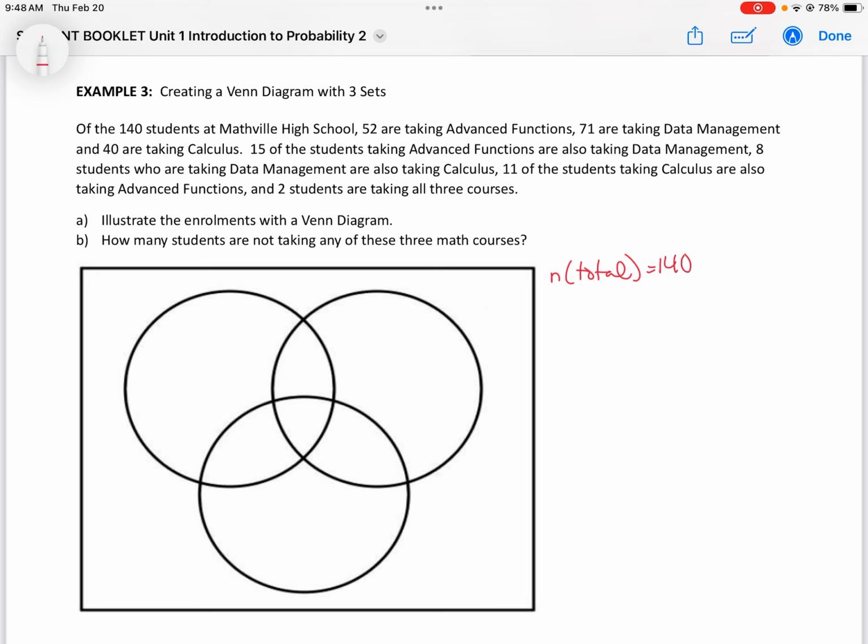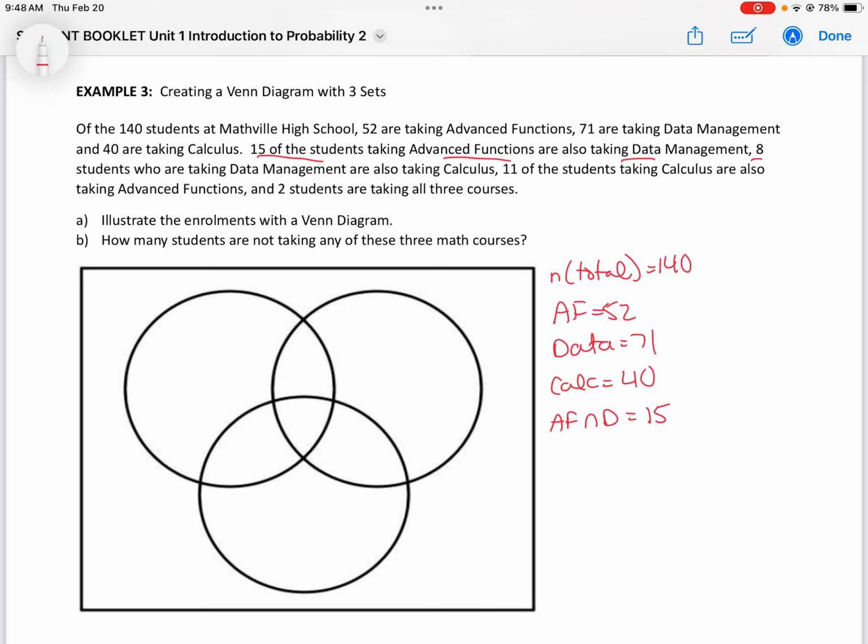Okay. 52 are taking advanced functions. So I'm going to put AF equals 52. 71 are taking data. And 40 are taking calc. Okay. Now 15 are taking advanced functions and data. So advanced functions and data is 15.